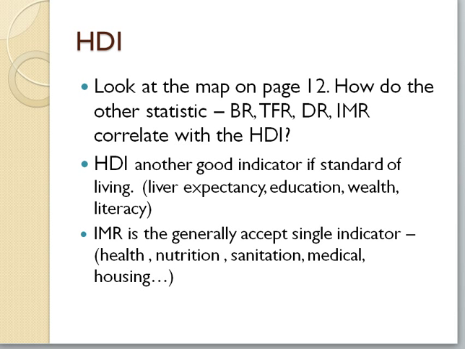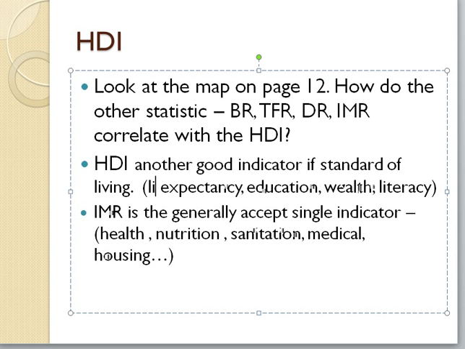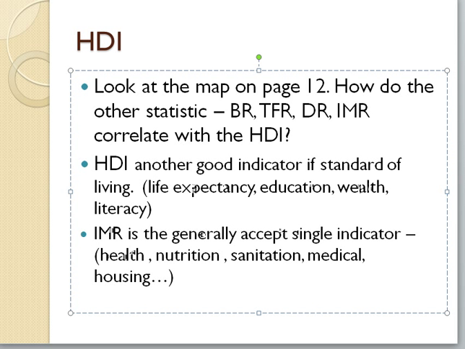So as we said over and over, the HDI is a good indicator of the standard of living. Oh, it is not life expectancy, autocorrect is a pain. It is life expectancy, education, and wealth and literacy. So it's a composite indicator of all these things.